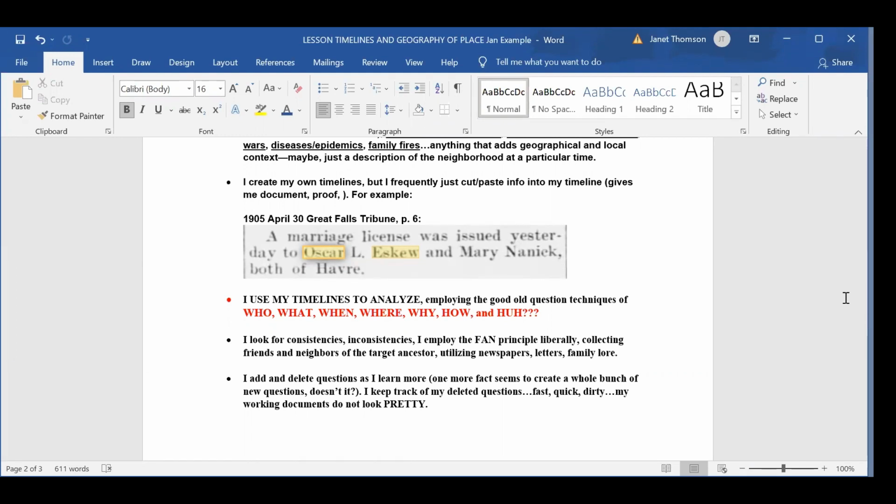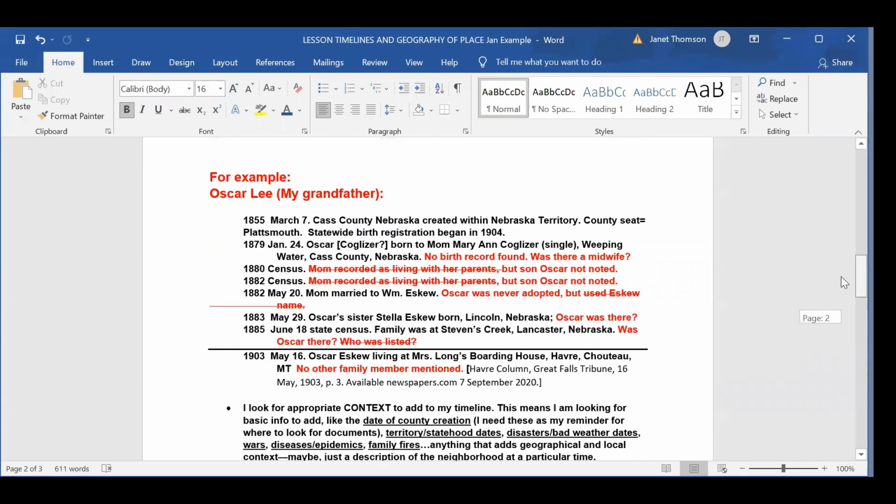I look for consistencies. I employ the fans, the friends and neighbors, collecting friends and neighbors of the target ancestor. I utilize everything I can find. And as I add a question, or if I delete a question, I don't take it out of my list. I keep it there because I want to know later on that I had asked that and that I had answered. And that's why my documents maybe don't look too pretty.